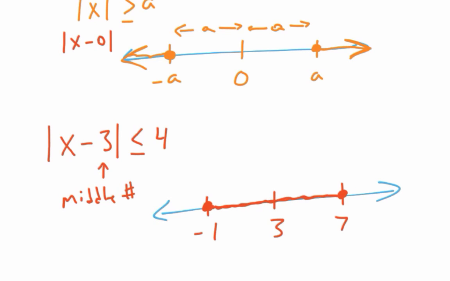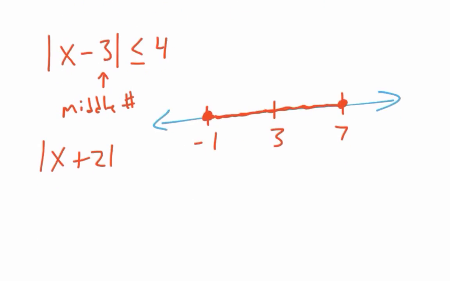So if you see that pattern, that x minus a value, or if we had x plus 2, what that one would be is that the center is going to be at negative 2, because you have x minus a negative 2.